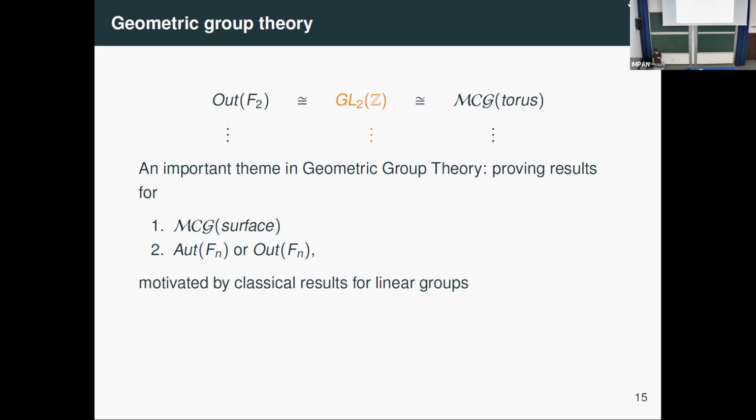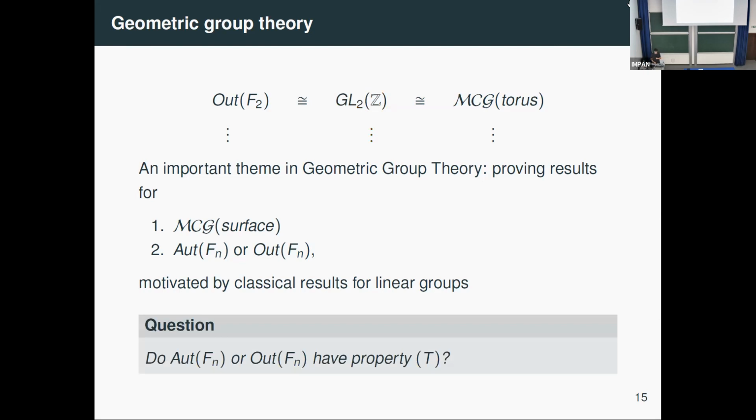Okay, so a very important theme in geometric group theory is to take certain results that are classical for linear groups, for instance, the Tits alternative or something similarly important. And so we know that that is true for linear groups, and then try to prove it for either Out(F2), Out(Fn), Aut(Fn), or mapping class groups. Okay. So this analogy is responsible for a lot of results, and it's quite influential.